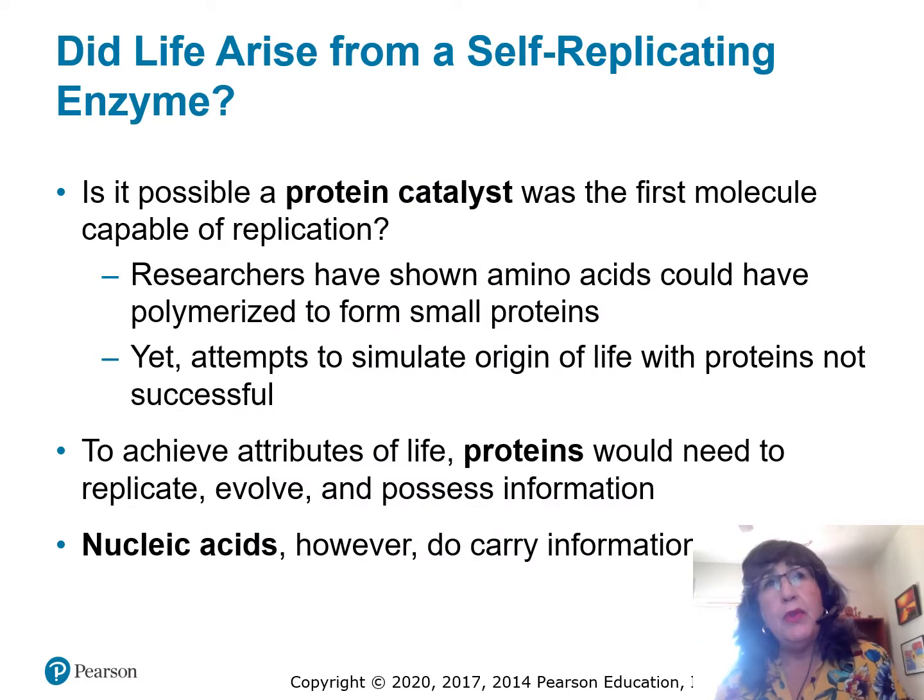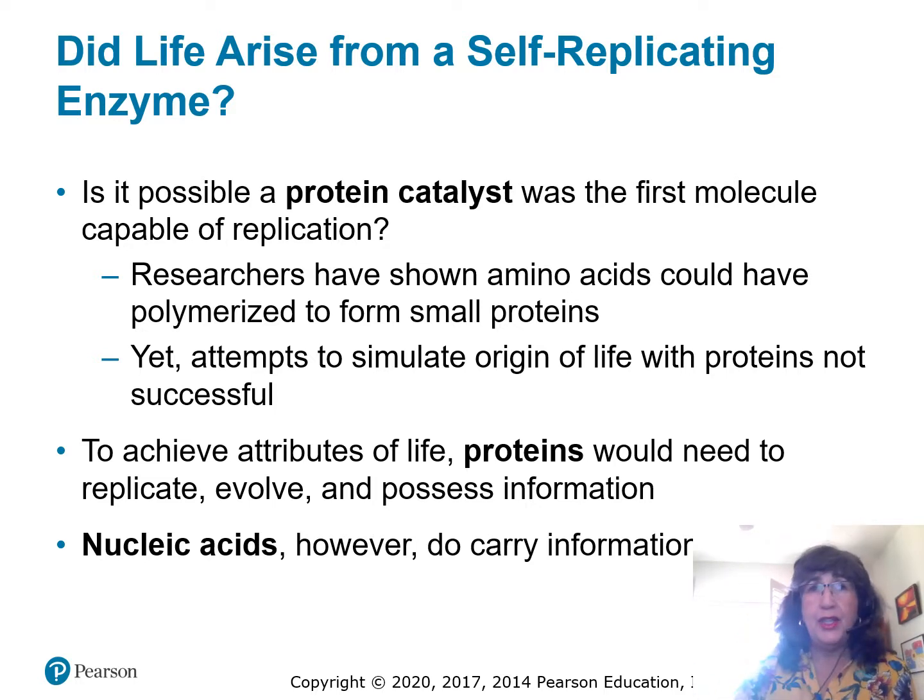Is it possible that a protein catalyst was the first molecule capable of replication? Researchers have shown amino acids could have polymerized to form small proteins, yet attempts to simulate this for the origin of life with proteins have not been successful. In other words, the formation of self-replicating enzymes has not been able to be synthesized under lab conditions.